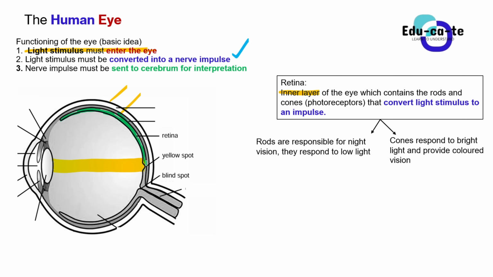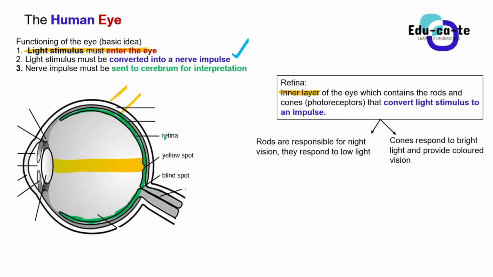This is the retina. This is the innermost. When you say innermost, it is the one that is found inside the most. Okay, that's how the English works. So this is the innermost part of the eye, the innermost layer of the eye.